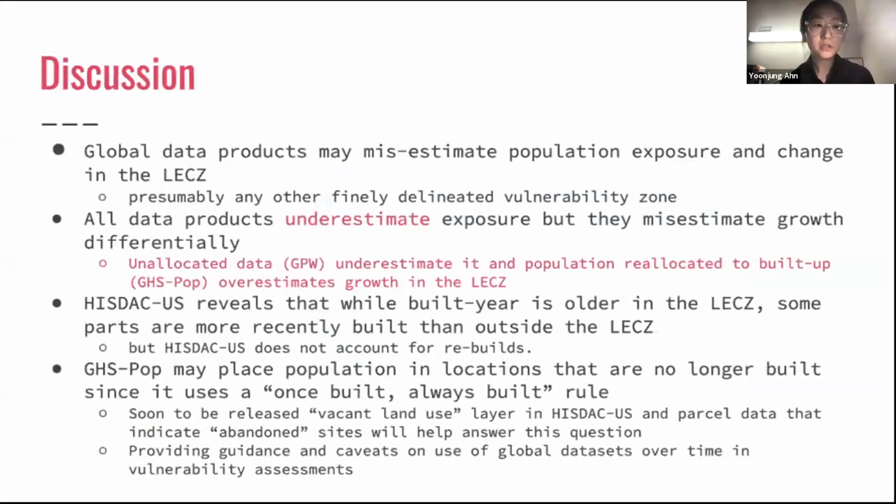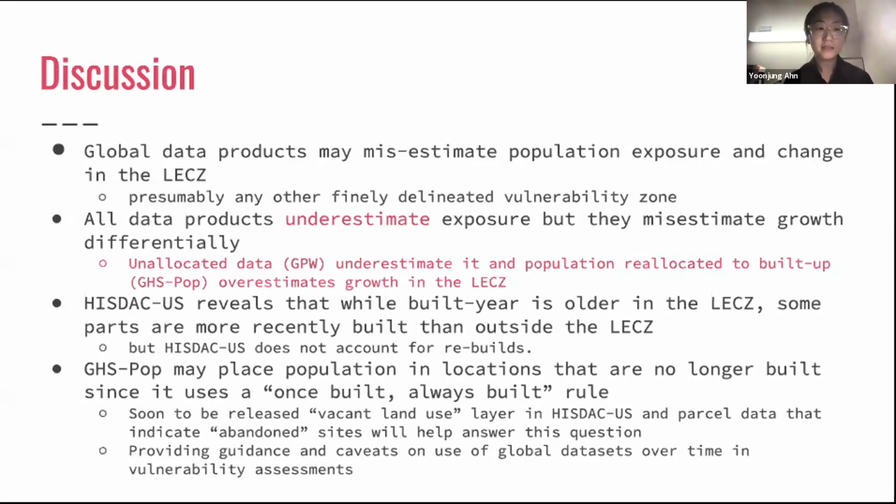So in this research, we used global data products and found that they may misestimate the population exposure in LECZ. And we also found that some of the products underestimate the exposure. However, it also depends on how these products are developed. For example, unlocated data, GPW, tended to underestimate the population. However, the population relocated to built-up areas, which was GHS pop, tended to overestimate the growth in LECZ.